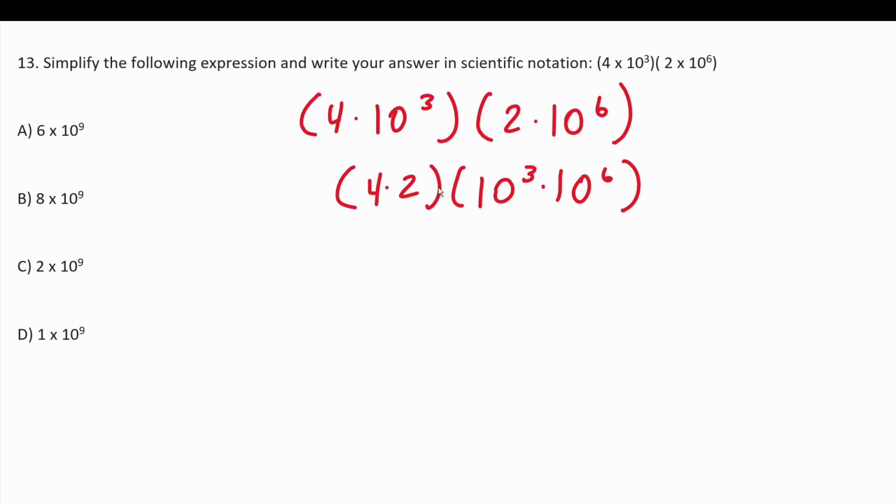I have a video on scientific notation in which I explain this. So if you need help with what I just did right here, go ahead and watch that video on scientific notation. 4 times 2 is pretty easy to do. That's going to be 8.